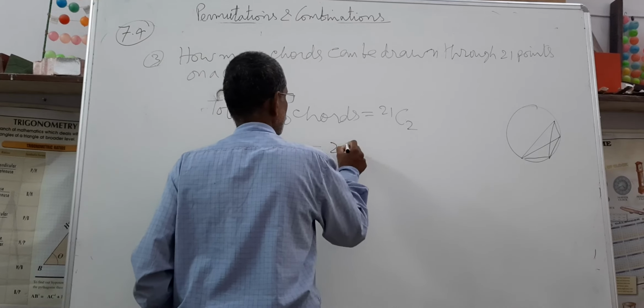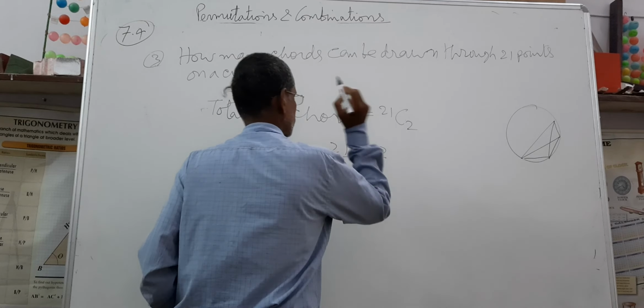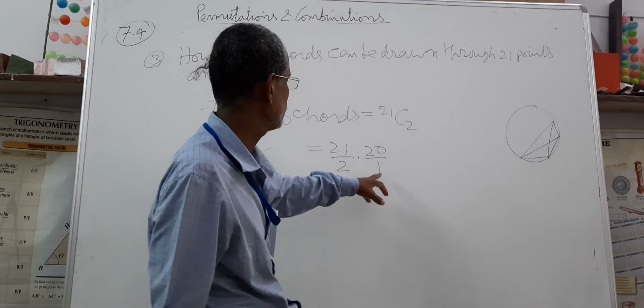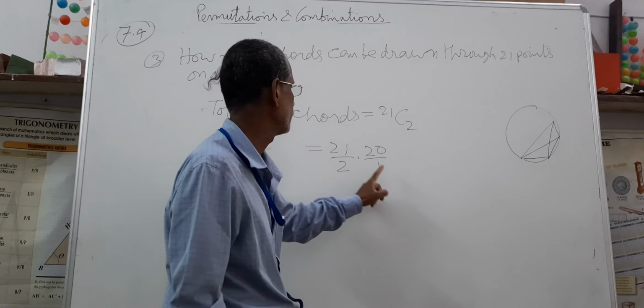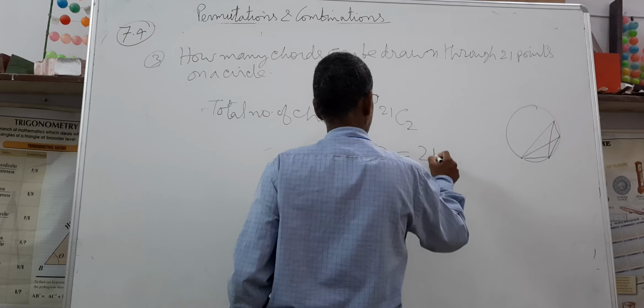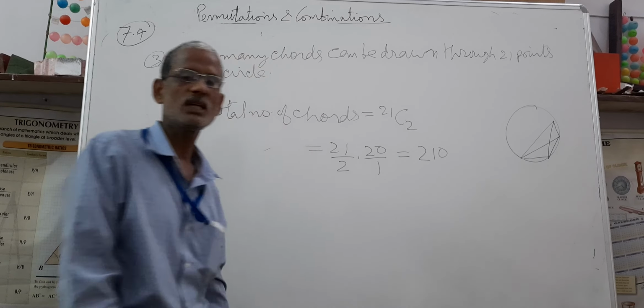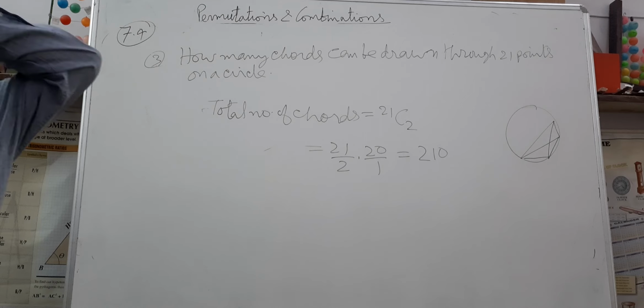21C2 is equal to 21 by 2 and 20 by 1. When the denominator becomes 1, stop the procedure. 21, 20 over 2 and 1, is equal to 210. This is the answer.